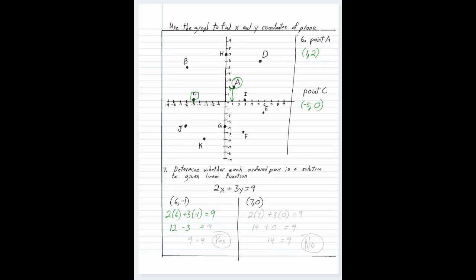Let's try (7, 0). So we get 2 times 7 plus 3 times 0. 2 times 7 is 14. 3 times 0 is 0. 14 plus 0 adds up to 14. But is 14 equal to 9? No, of course not. So no, (7, 0) is not a solution.